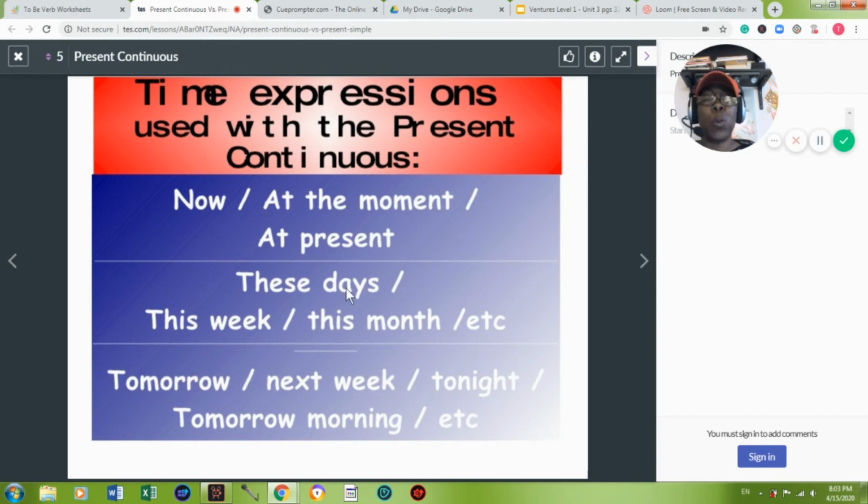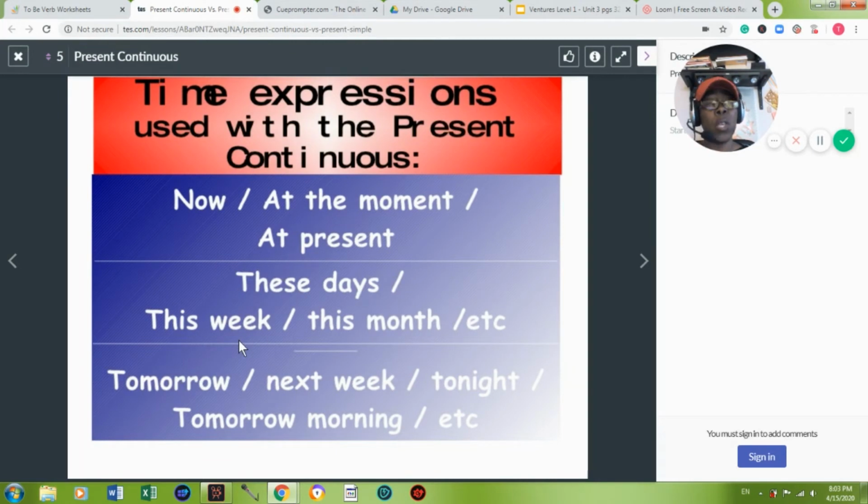If we use words like these days, this week, this month, and so on, these days I am studying English. This week I am cooking pasta. This month I am going to the grocery store. Okay? You can use your present continuous when you have these time expressions: presently, at this time, at this moment, these days, this week, this month.